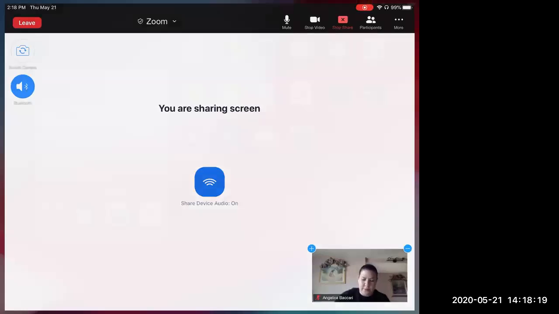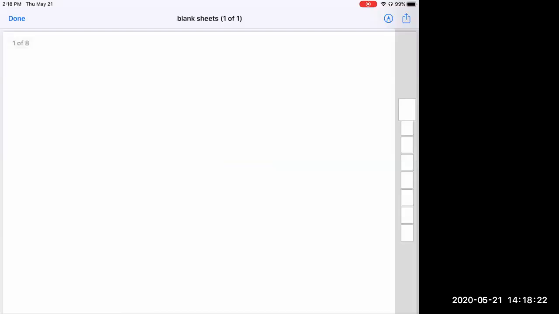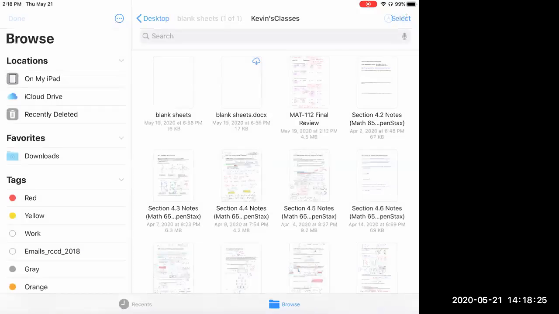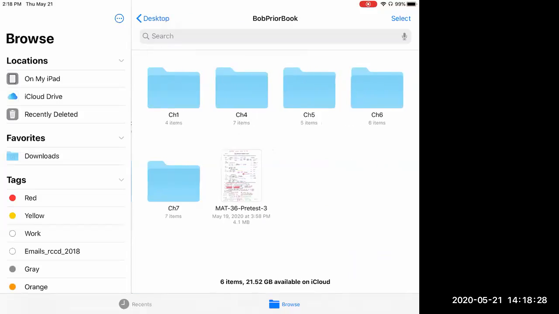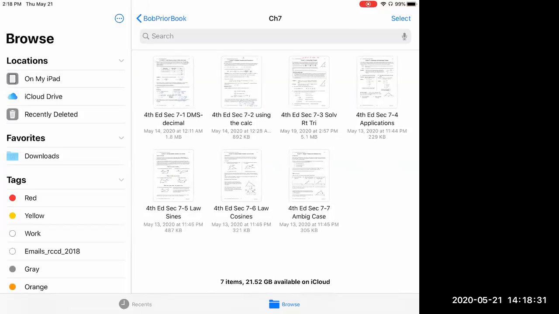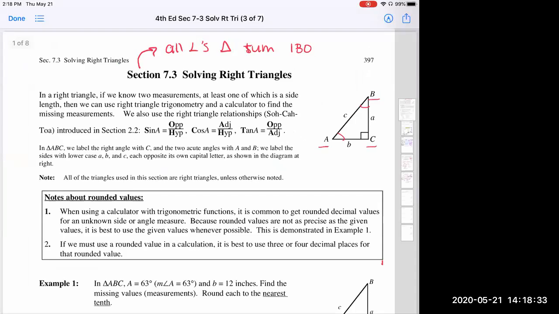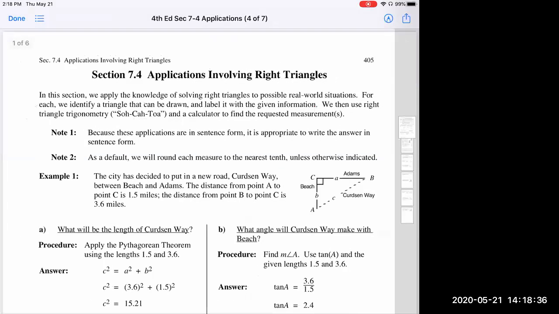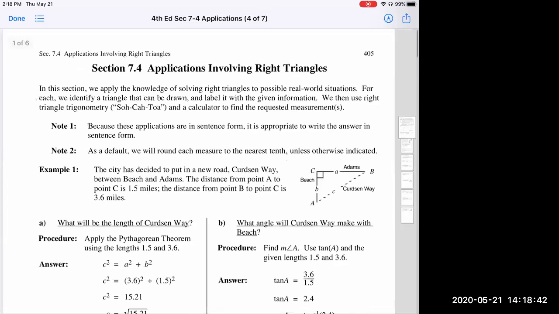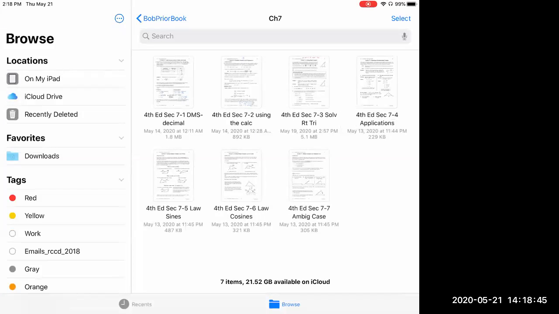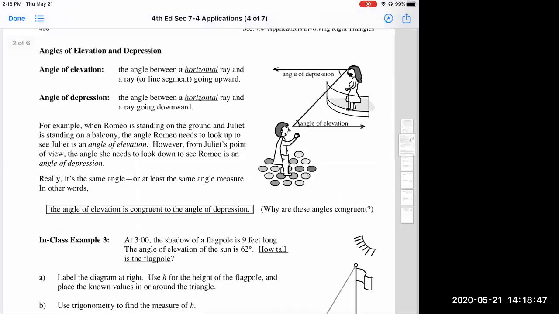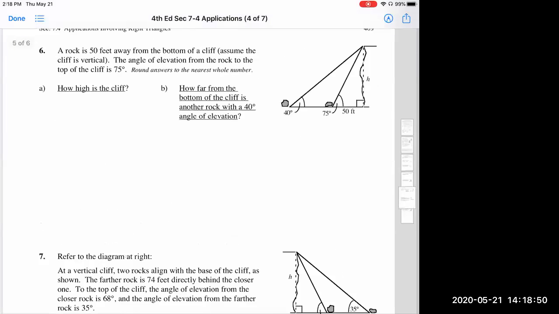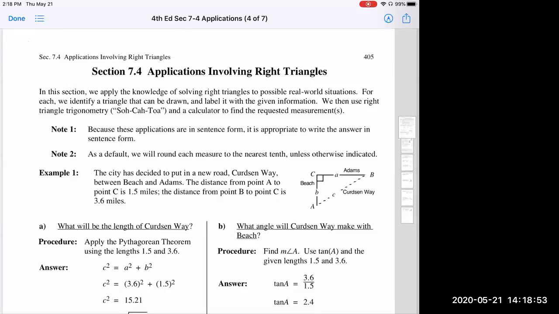So I'm sharing the screen. Maybe we're doing 7.4. All right, let's go ahead and go over this section. We're going to do a lot of signs for the next section. I think this section is also fairly quick, so it should be a fun section to go over. Let's go ahead and start, and then we'll go over the review.